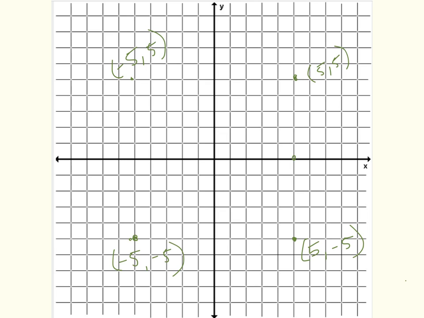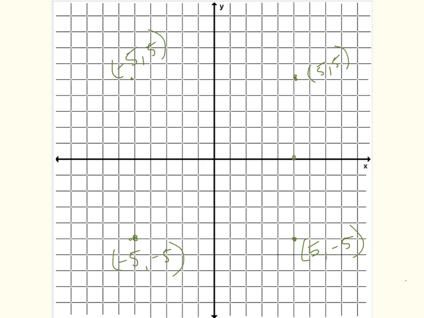Okay, so we've just made a square. We connected the dots. But all of these have something in common, and that is the fact that they are all of equal distance to 0. And that was our definition for absolute value. So let's just look at this.